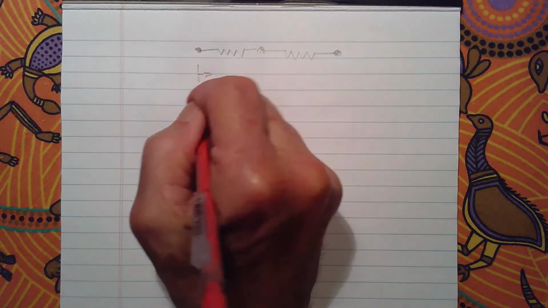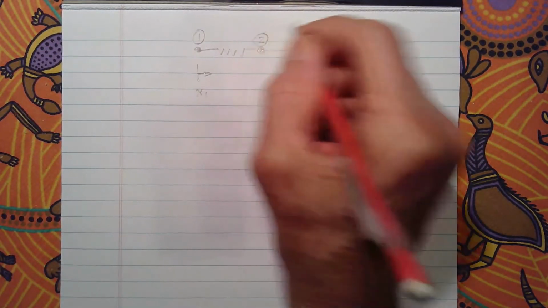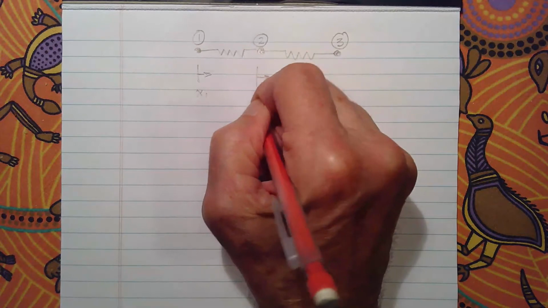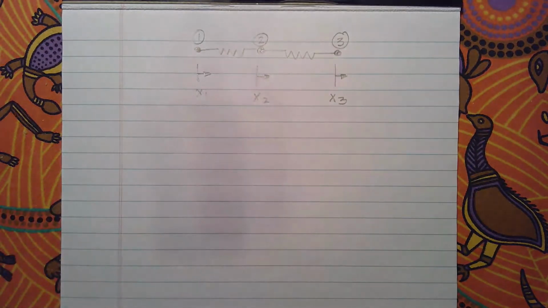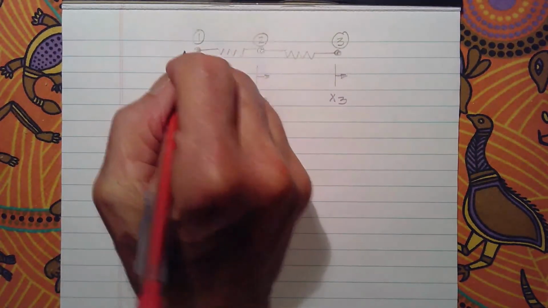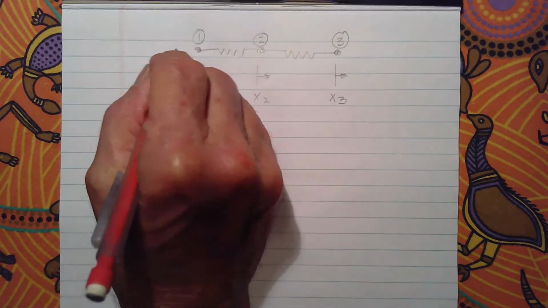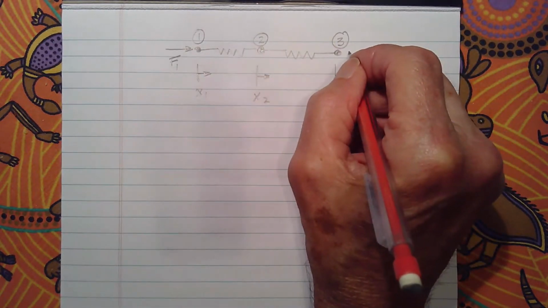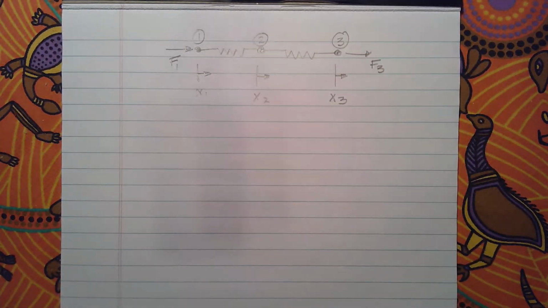I'm going to have my x1 like I had before. So this is node 1, node 2, and node 3. This then will be x2, and this will be x3. Now, I'm not going to have any kind of external force on node 2, but I am going to have a force F1 and another force on node 3. So we'll have reaction forces at the ends of the two springs.